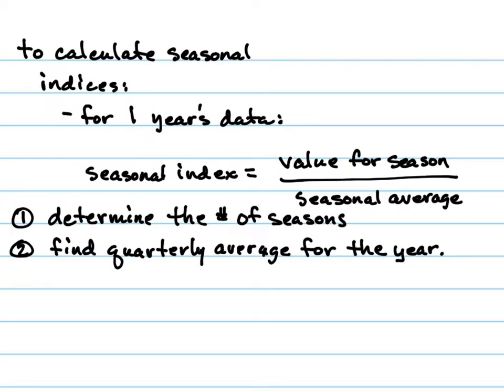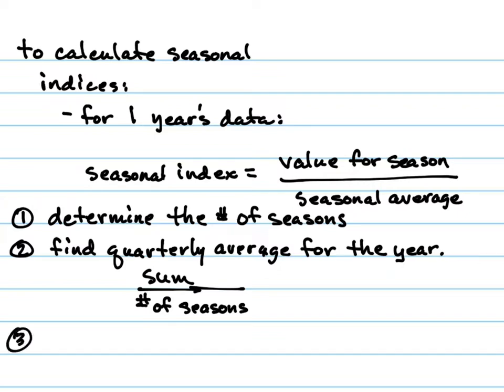Second, find the quarterly average for the year. Now, to do that, it's just an average. So remember, that just means find the sum of the numbers and divide by 4 or the number of quarters. And in this case, we were doing 4, but so the number of quarters, or the number of seasons, I'm sorry. Okay, so that gives you your quarterly average. It's just a regular old average, okay?